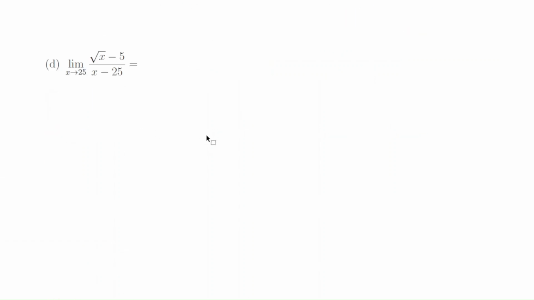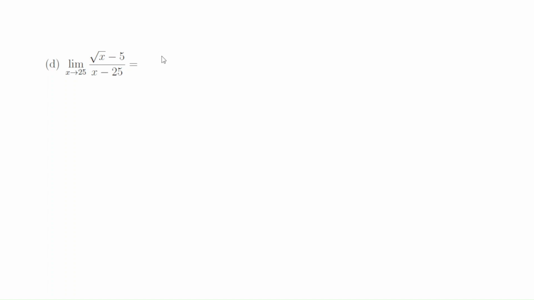Okay, what about something like this? Limit as x approaches 25 of the square root of x minus 5 over x minus 25. Well, notice if you just plug in 25, by the way, this is not a rational function because this is not a polynomial in the top. We have a square root there. But if you just plug in 25, kind of cavalierly, thinking, oh, this would be okay, well, you would get 5 minus 5, which is 0 on the top, and 25 minus 25, which is 0 on the bottom. You'd have that 0 over 0 again.